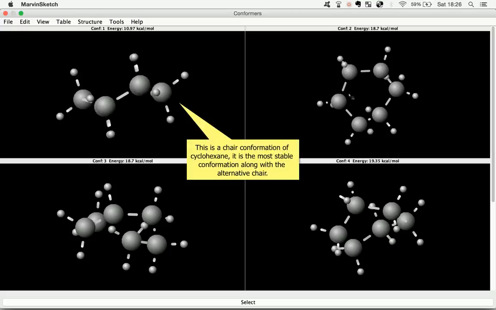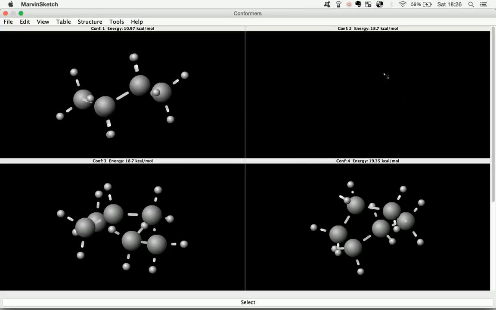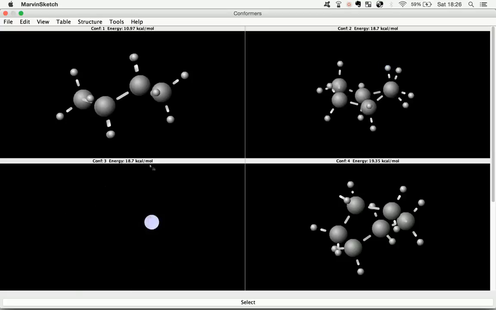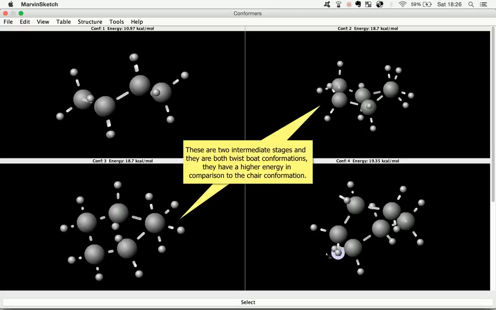This is a chair conformation of cyclohexane. It is the most stable conformation along with the alternative chair. The cyclohexane undergoes a ring flip to form an alternative chair. There are intermediates during this transition. These are two intermediate stages and they are both twist boat conformations. They have a higher energy in comparison to the chair conformation.